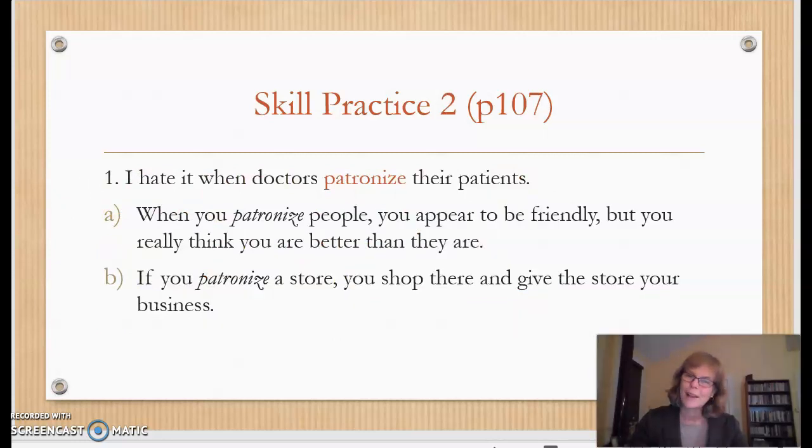And now let's look at practice 2, guys. It's more of the same. They give you a sentence, and you have to choose an explanation for that word, one that matches the sentence they give you. Again, you have to choose A or B. So number 1, I hate it when doctors patronize their patients. Which one matches number 1? I chose A. A is talking about the idea of appearing to be friendly, but really thinking you're better than other people. Okay, that's what this is talking about, not talking about shopping in a store.